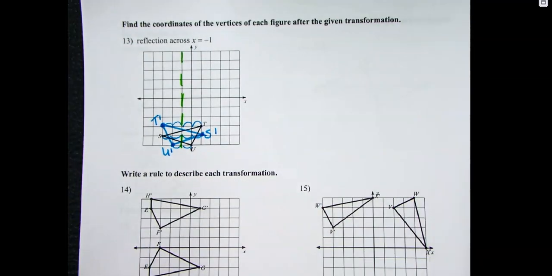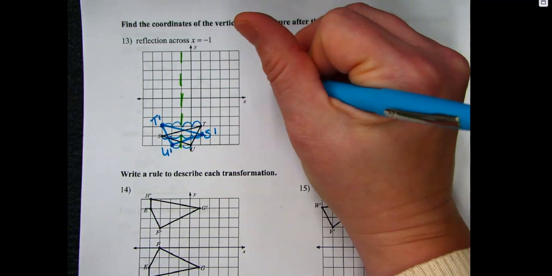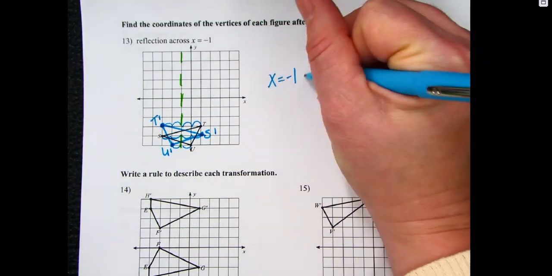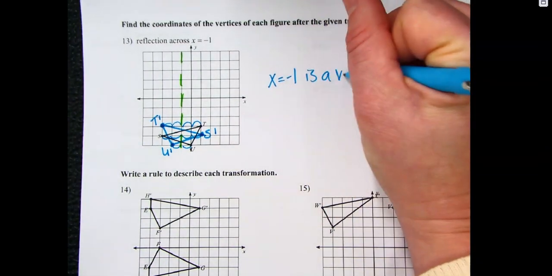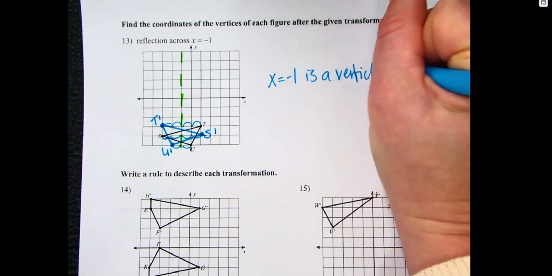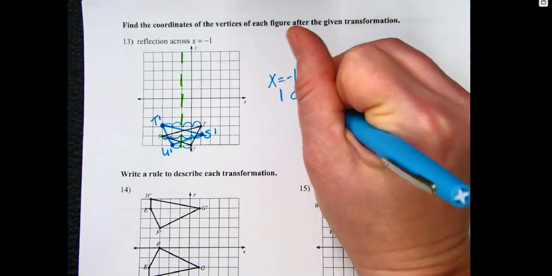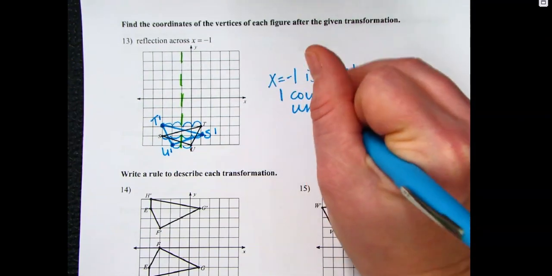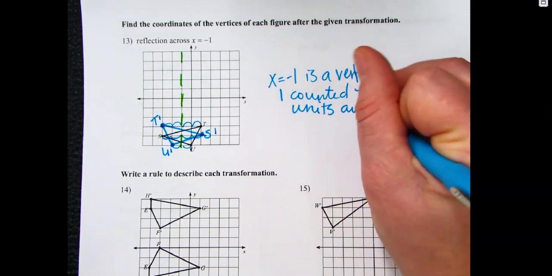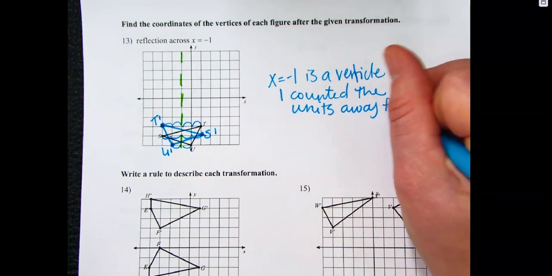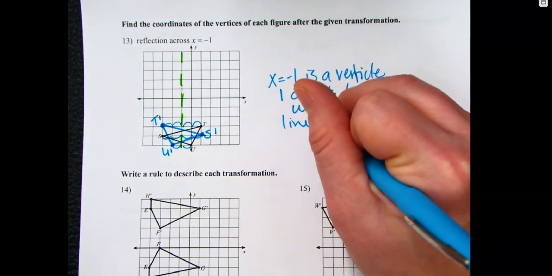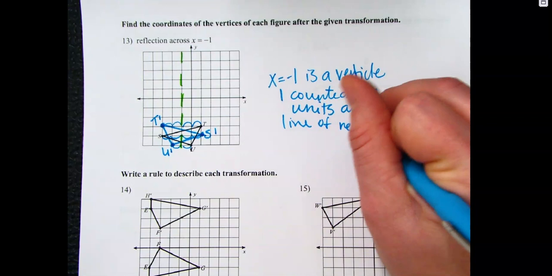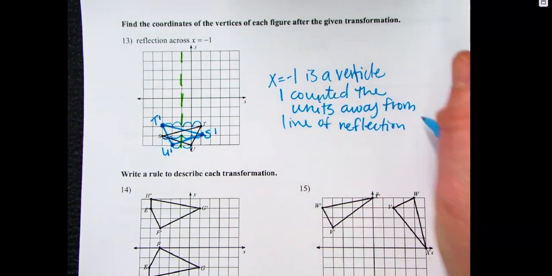To justify it, I would say x equals -1 is a vertical line. I counted the units away from the line of reflection and repeated it.